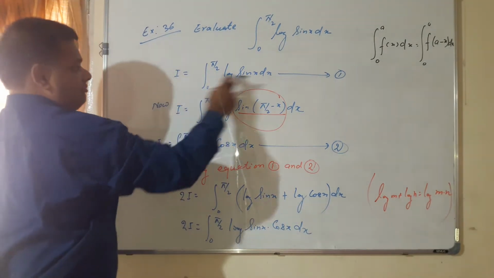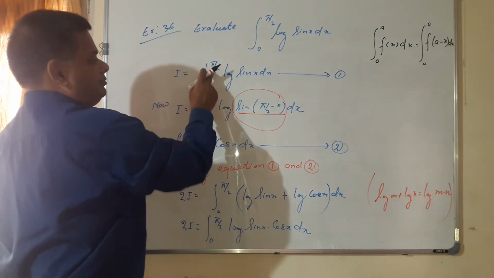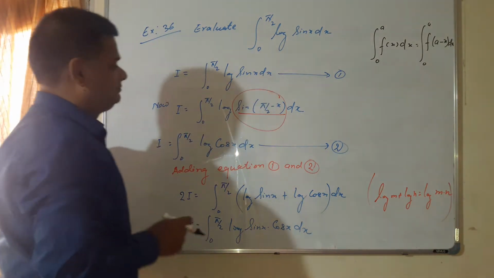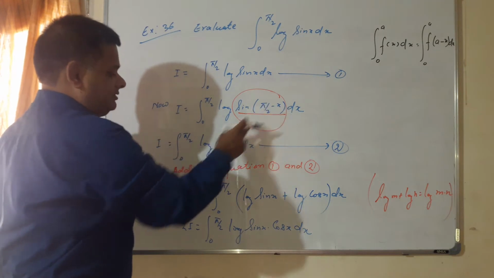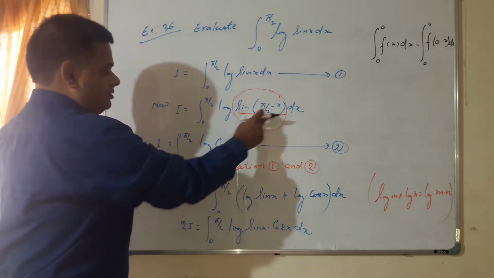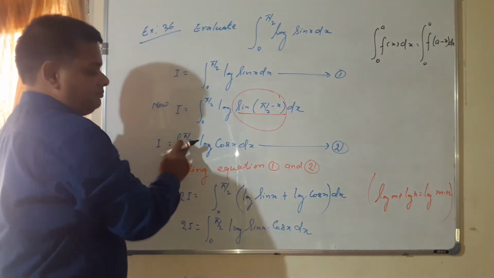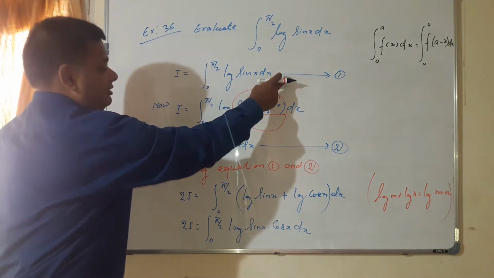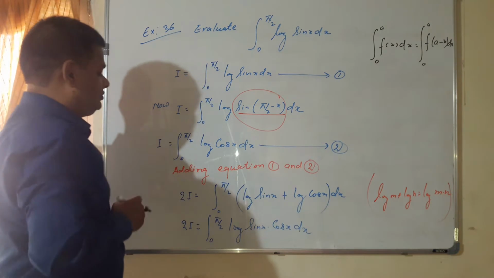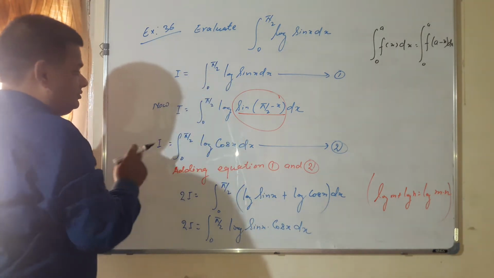So this is equation number 1: I is equal to integral 0 to pi by 2 of log sin x dx. Now this becomes sin of 90 degrees minus theta, which is cos theta. So log cos x dx, 0 to pi by 2. This is equation number 2. So adding these two equations.